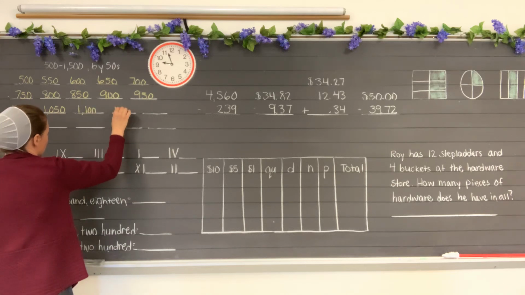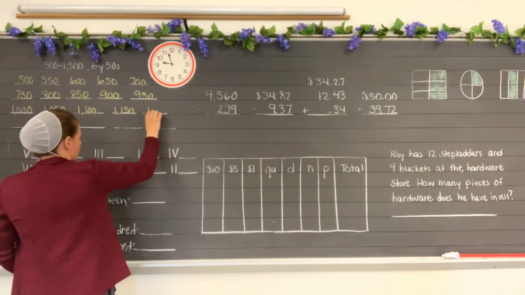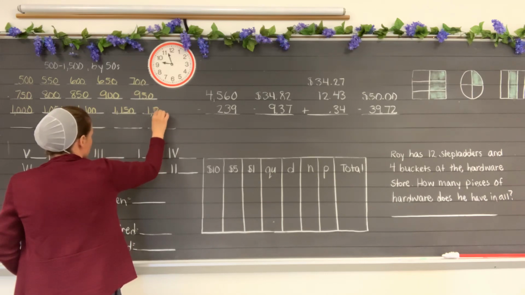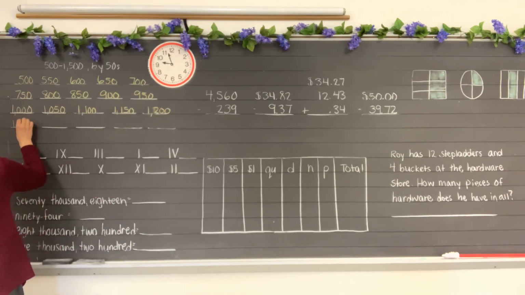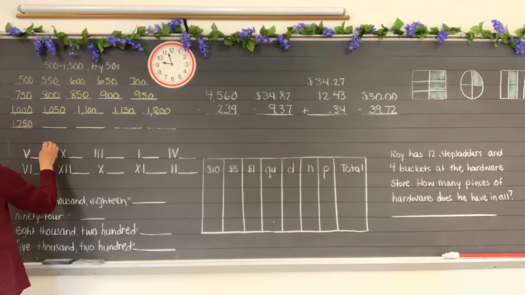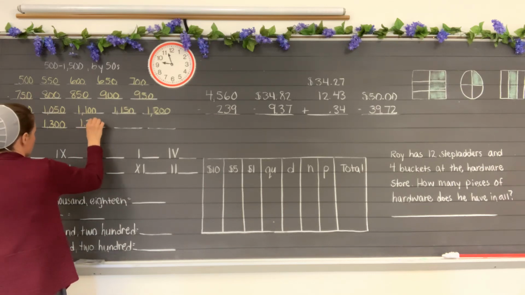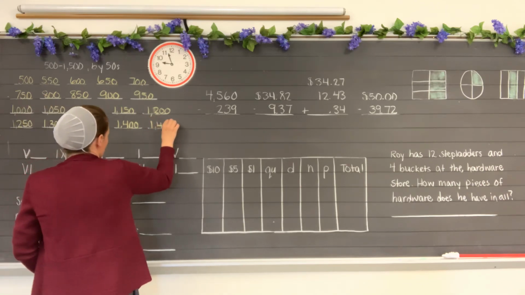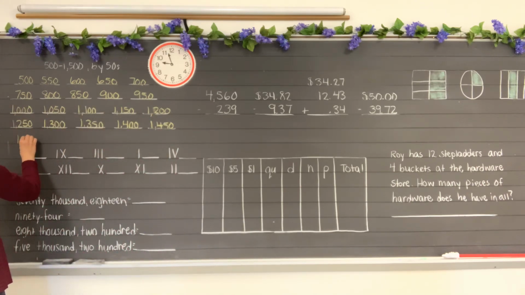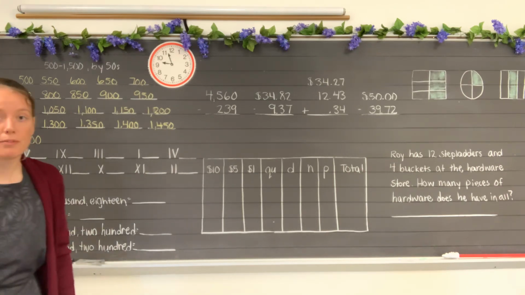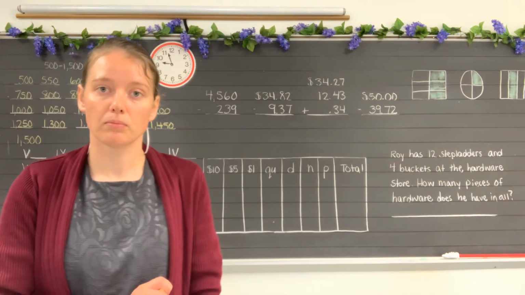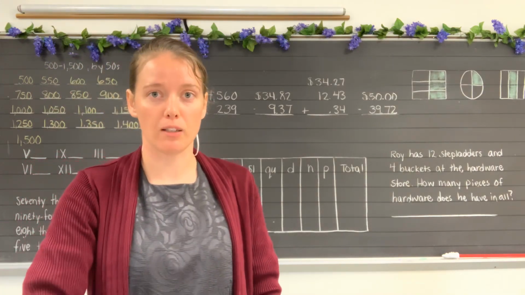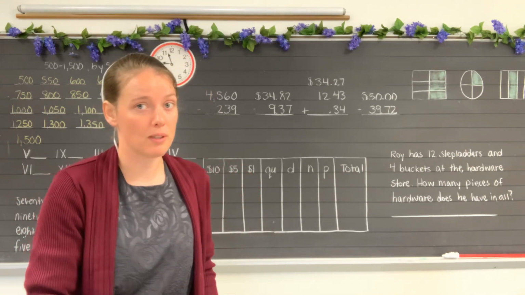1,100, 1,150, 1,200, 1,250, 1,300, 1,350, 1,400, 1,450, 1,500. Okay, so that is going by 50s. 50s, they go pretty fast, like they have big leaps. When you count by 50s, you have pretty big leaps going.